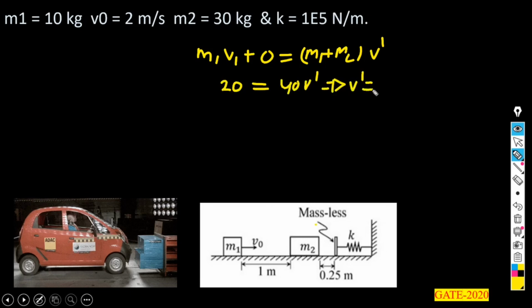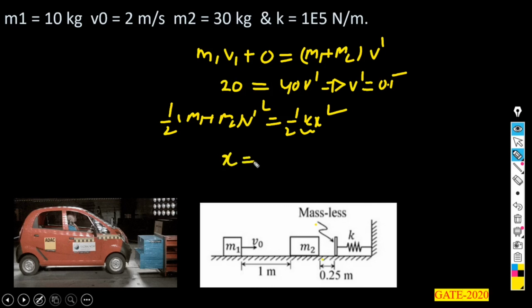In the second case, whatever the energy which is dissipated goes into the spring energy. In this case, 1 by 2 m1 plus m2 into v dash square is equal to 1 by 2 k x square. Given spring stiffness is equal to 1e5 and the unknown is x. If you calculate x in centimeters, x is equal to 1 centimeter.